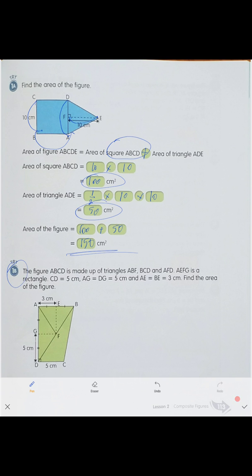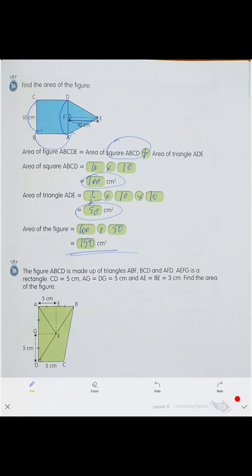1B, right? We are here. The figure ABCD is made up of triangles, right? ABF, this triangle, I'm just gonna shade it. ABF, this triangle, BCD, right? This triangle here, and then AFD is the last one. Is this one, right?